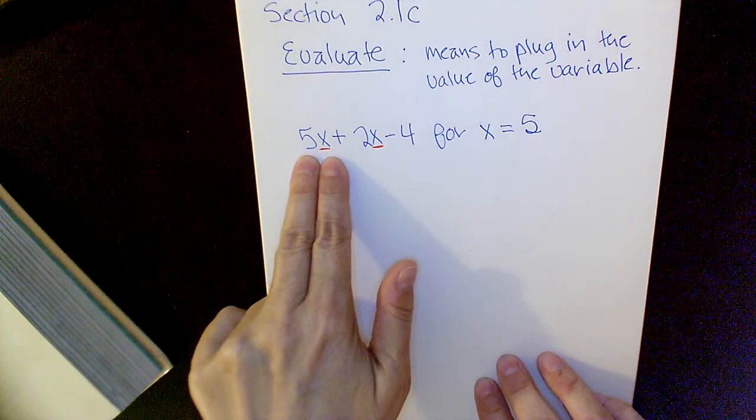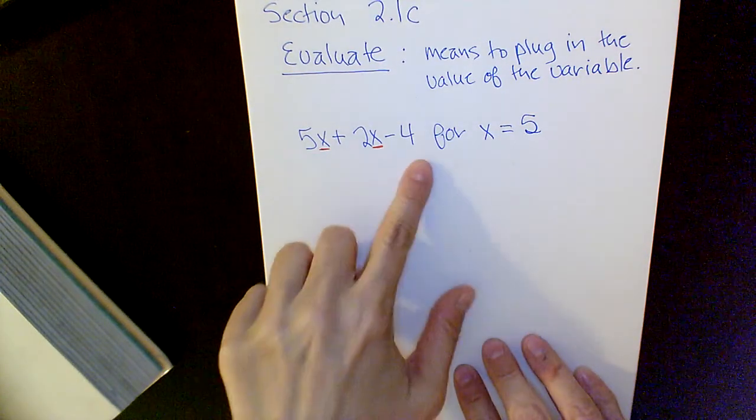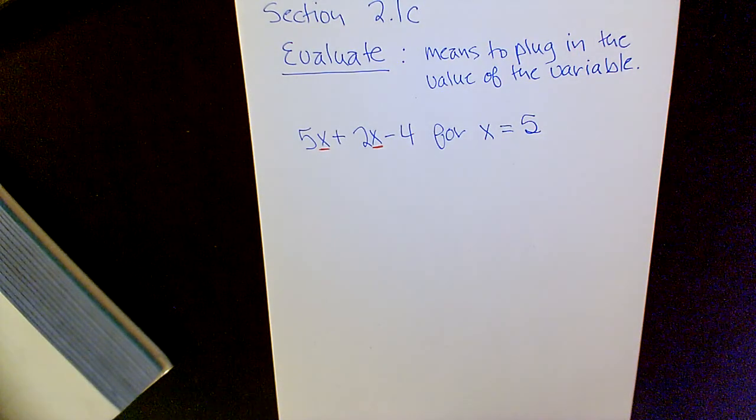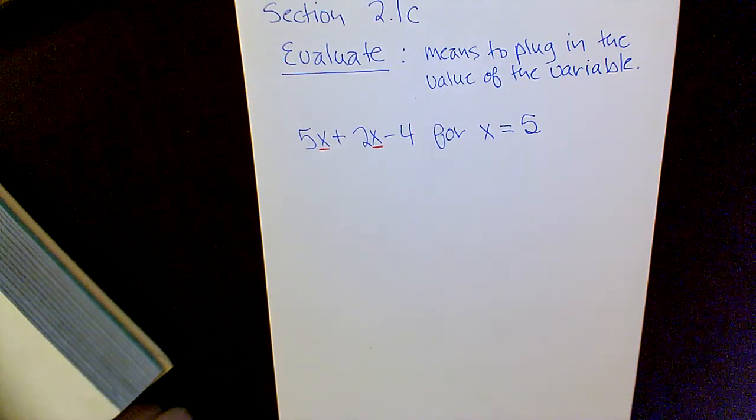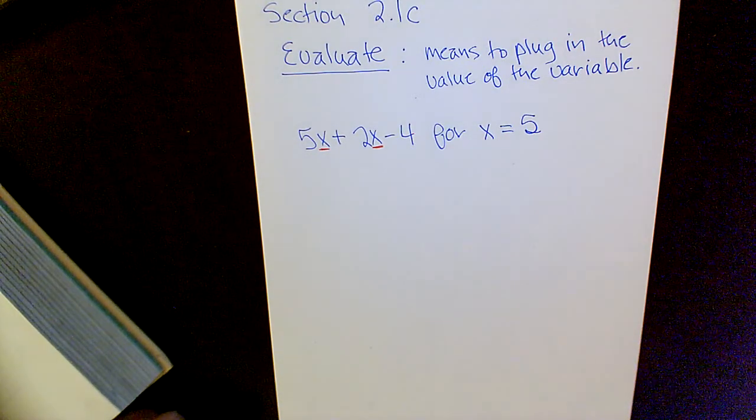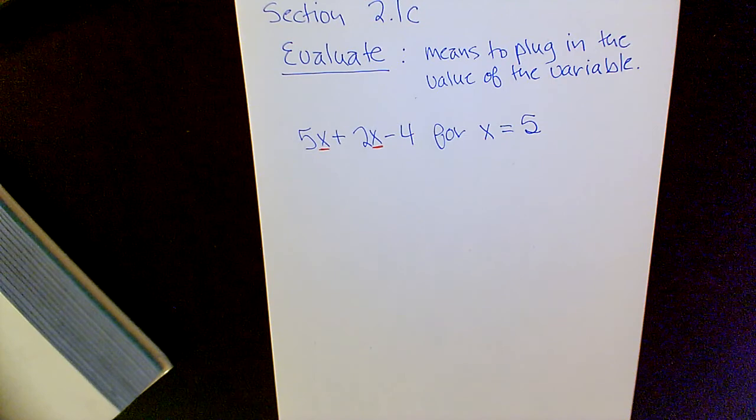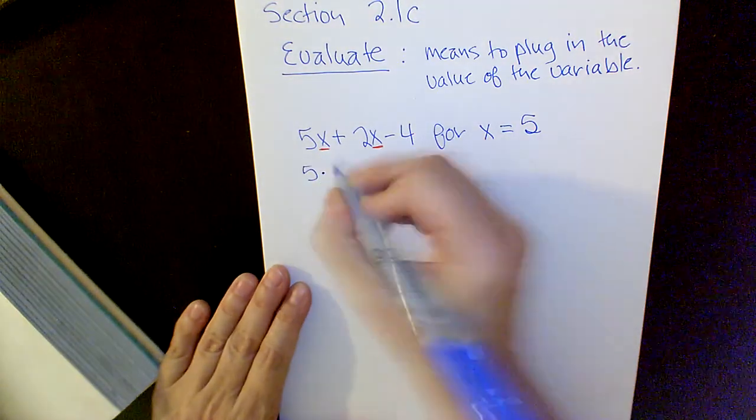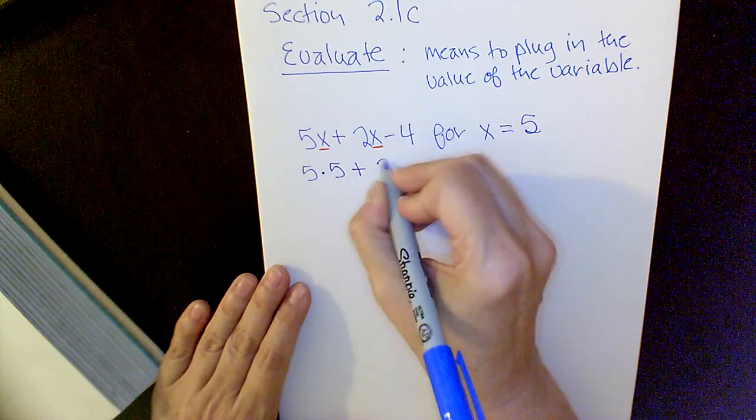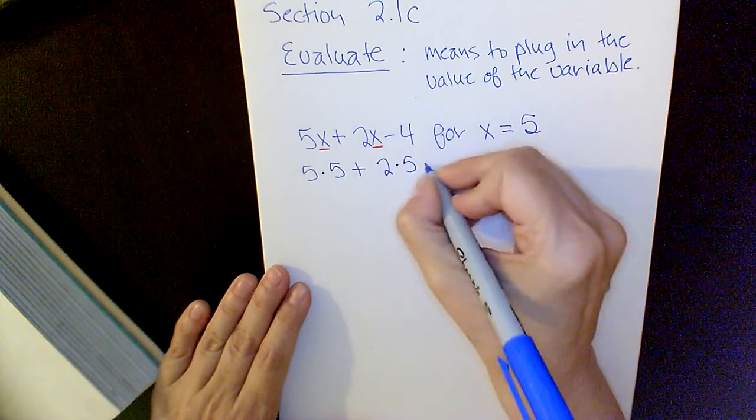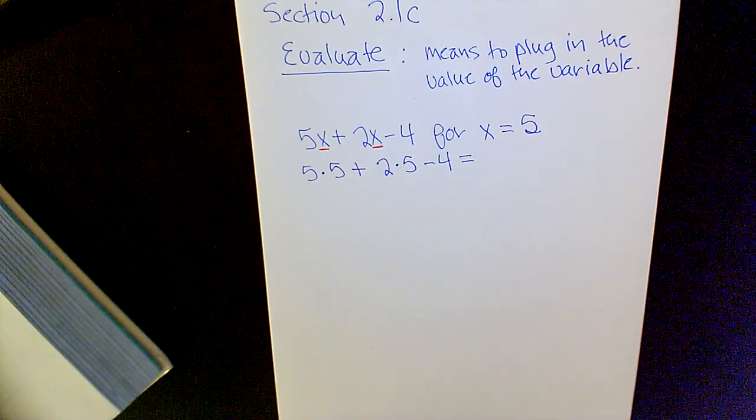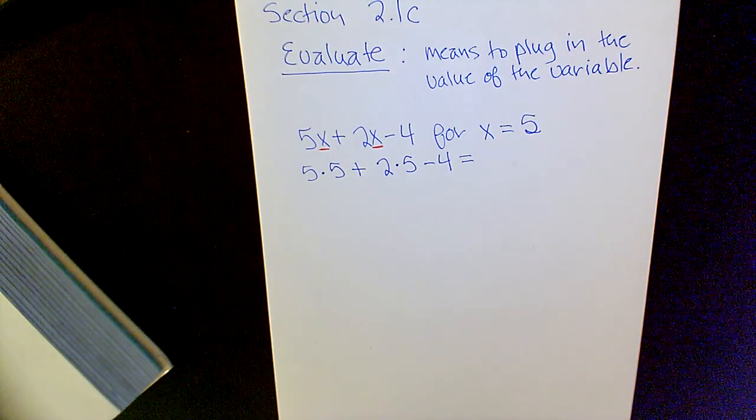These are all terms, right? But what's going on between the 5 and the x? What operation is going on? When they're together like that, there is an implied times or multiplication. So that means 5 times 5, because x is 5, plus 2 times 5 minus 4. Just taking the x out and plugging in the 5.